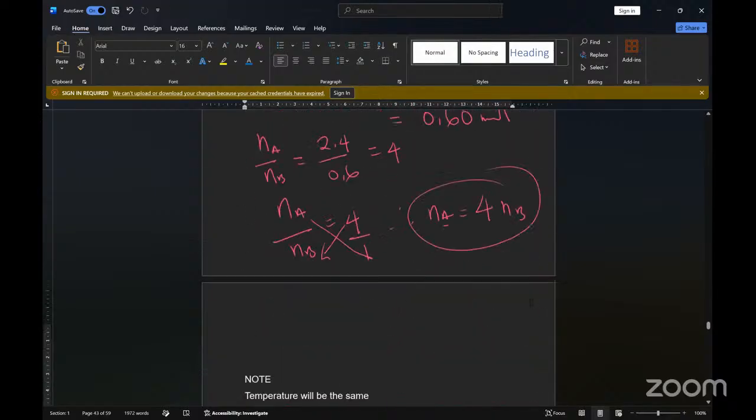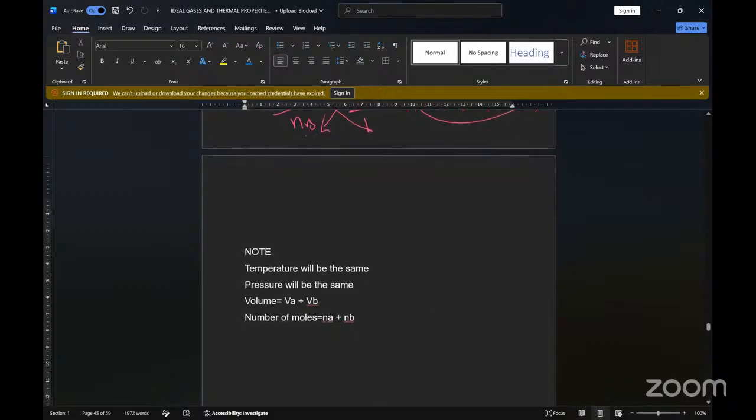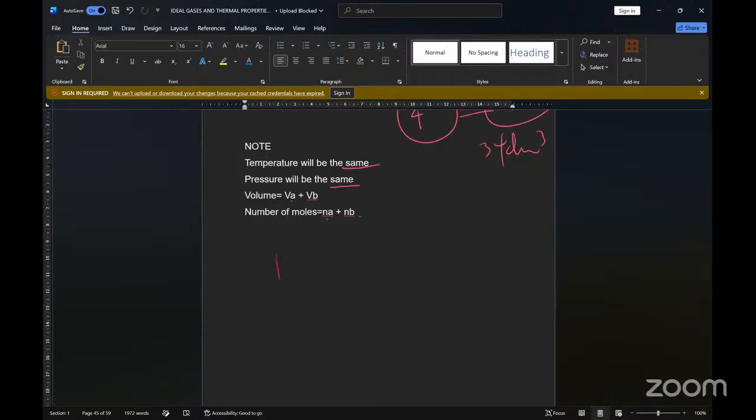So with respect to this one, this is what I want you to remember. When you are given containers like that, one connected to the other, like we have indicated, the temperature is always the same, okay? The pressure is the same. The new volume is the volume of the first one plus the volume of the second. If this one was 4 and this is 30, it's going to be 34 decimeter cube. And the number of moles, you have to add them, this one and this one. So you are going to use the formula PV equals nRT.